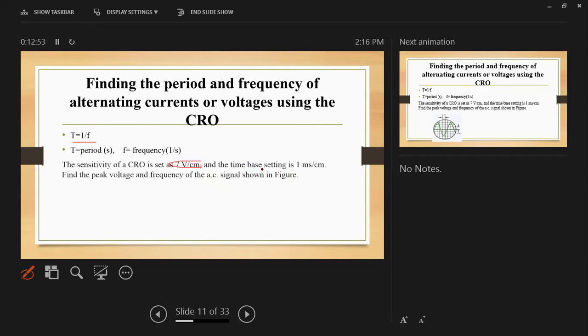So the time base setting is 1 millisecond per centimeter. Let's find the peak voltage and frequency of the AC signal over here. Let me give you the figure. How are you going to find it? First, let's talk about the peak voltage.